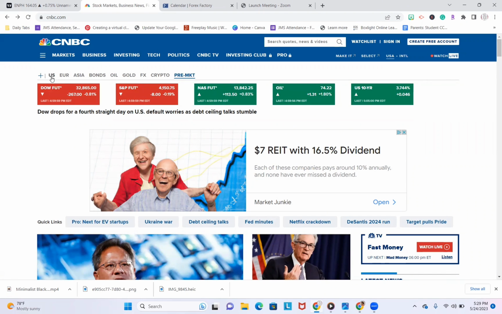And then once the market opens, so you see right here, I'm on pre-market right here. But once the market opens at 9:30 Eastern Standard Time, I go to US and then I can see exactly how it's moving. Now, I don't usually get in right away because you kind of want to wait for a while and let the market settle. So I wait for a while and let it settle. And then I get in to see if it's even worth trading that day.